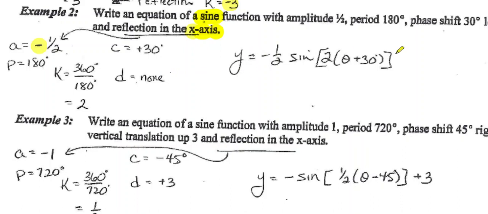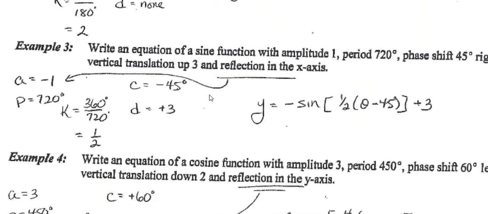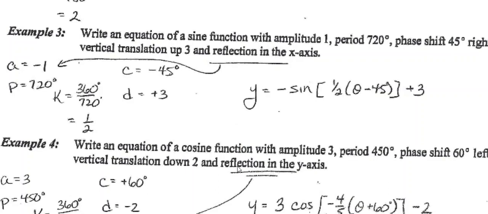So when you put it into your equation, you're going to have y equals negative 1/2 sine, put the double bracket in here, K value of 2, and your C value is plus 30. Remember, you're writing an equation, it has to say y equals. I don't just want an expression, I want the full equation, and yes, I do deduct marks if you don't write it properly.